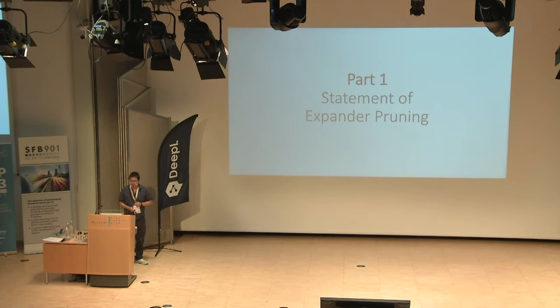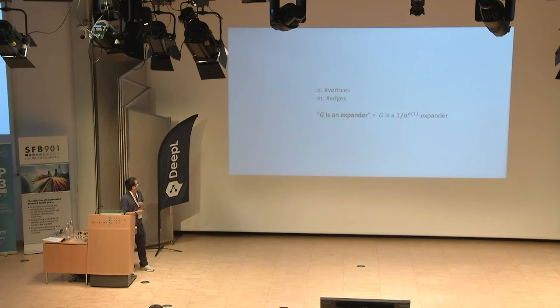So the statement of expander pruning, let's see. By the way, in this talk, n is always the number of vertices and m is the number of edges. And when I just say that the graph is an expander without saying what phi is, then I usually mean that G is a 1 over n to the little o(1) expander. So this is kind of big, close to 1, but maybe not a constant. So it's a quite good expander. When this is 1, this is the best expander possible.